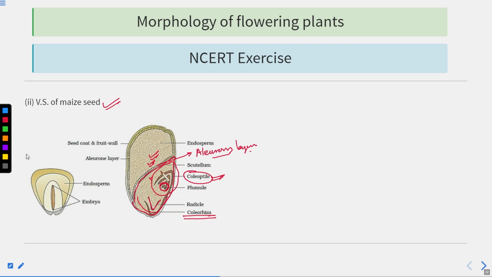Now above this in the embryonal axis, there is one portion that is called scutellum. This scutellum is the cotyledon. You have to remember the cotyledon of this maize seed. This is present in the monocot type of seeds. Okay, so this you can see in the case of the maize seed vertical section.